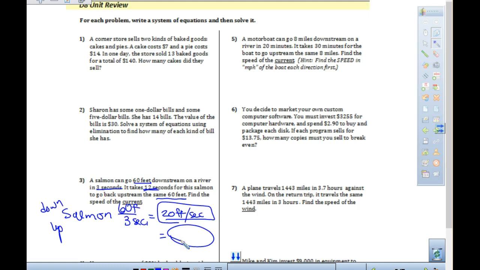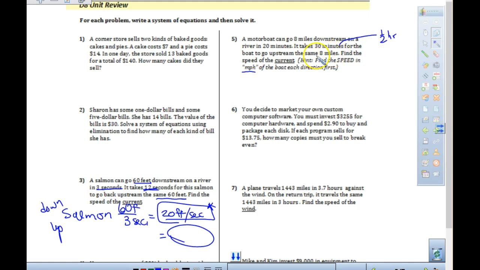Number 5, again, you see the hint. Find the speed, right? This is the speed, right? When we look at this, they're only telling you how many minutes in miles. Now, if you're going to find the speed in miles per hour, 30 minutes is how much of an hour? Half, or 0.5 of an hour.